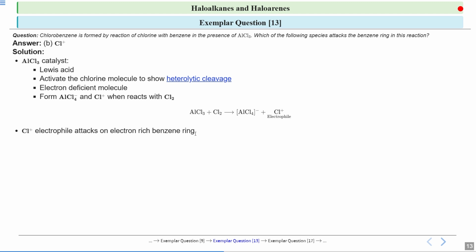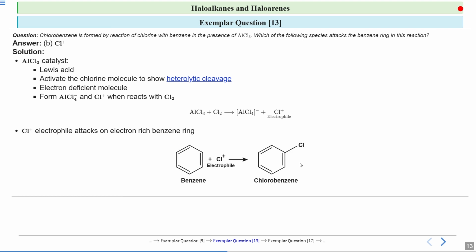So Cl plus is an electrophile. It will attack on the electron-rich benzene ring to give us the chlorobenzene as the major product. So after the formation of the electrophile by the reaction of chlorine molecule with the catalyst AlCl3, you will get the electrophile Cl positive. Now the Cl positive will attack on this electron-rich benzene ring, because your AlCl3 is a Lewis acid, an electron deficient molecule, and it will produce the electrophile. The electrophile attacks on the electron-rich benzene ring and gives us the major product as chlorobenzene. Okay, so which species is attacking on the benzene ring? Our electrophile Cl positive. Hence our correct answer is option B.